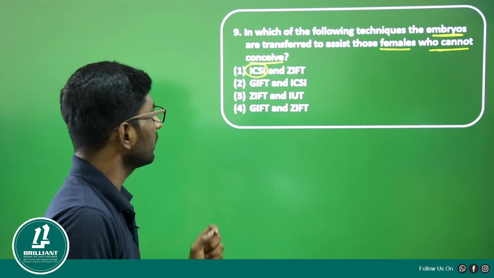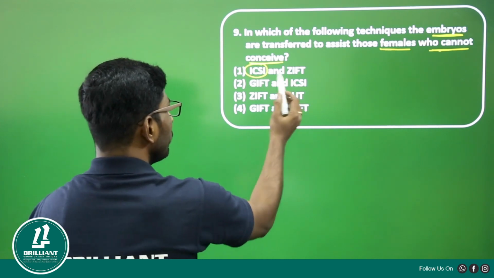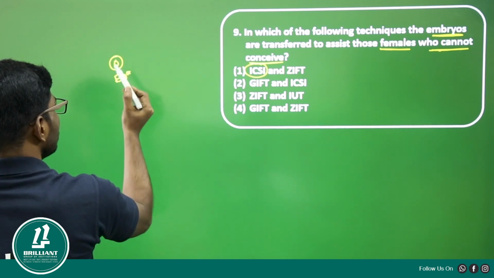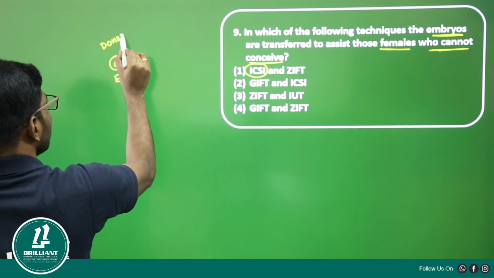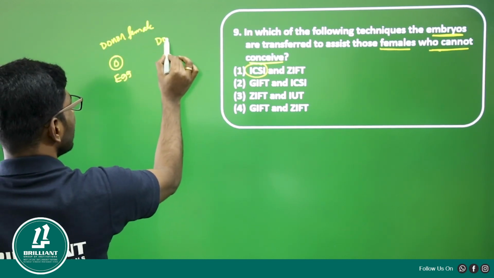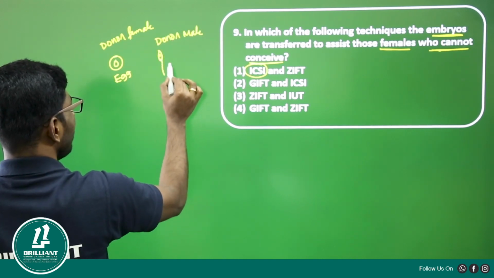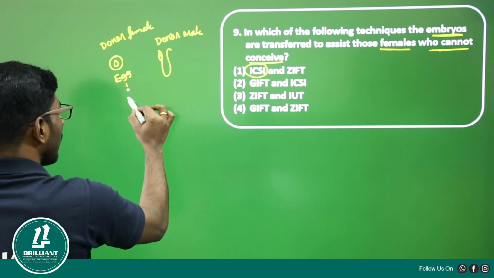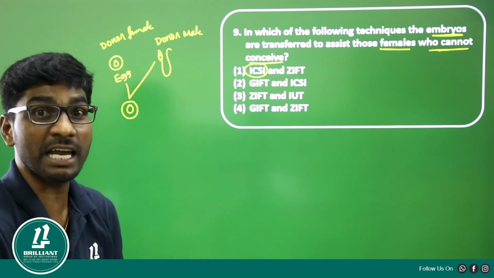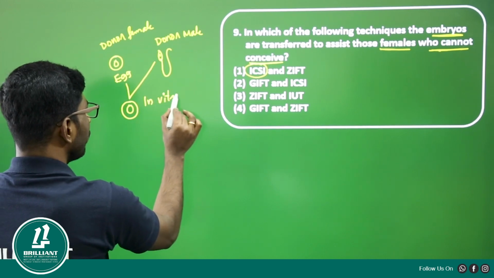ZIFT, GIFT. This ZIFT is right? Fine, because what is ZIFT? From the donor, we are receiving one egg, right? This is the female gamete from the donor. And from the donor male, we are taking sperms. So both are going to be fertilized in vitro. Fertilization takes place in vitro. So what will form here?